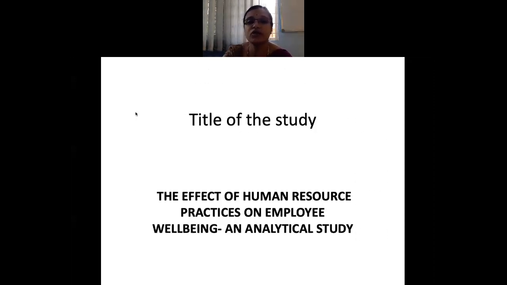Another example I have usually taken is the title of the study. This is the title I've given: the effect of human resource practices on employee well-being, an analytical study. Now this is something that has the constructs and is very broad. So I've just used the words analytical study, so I can use any research technique in that.